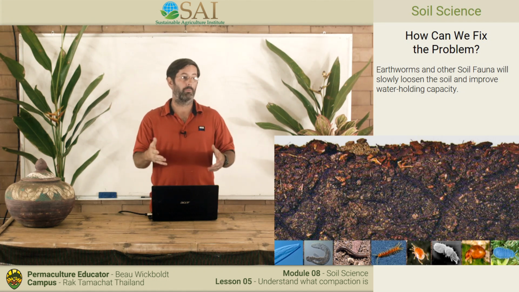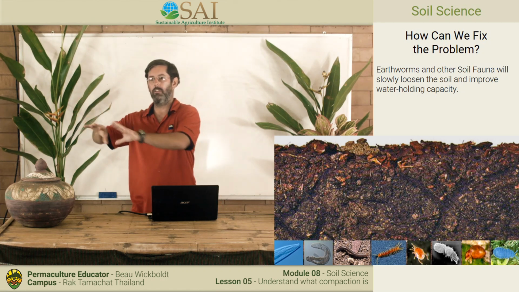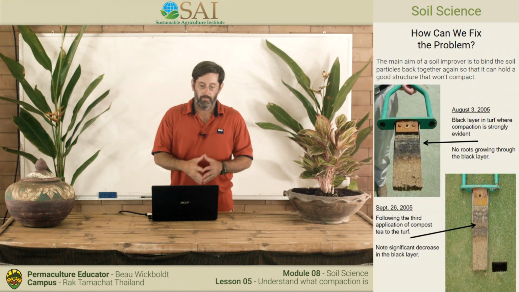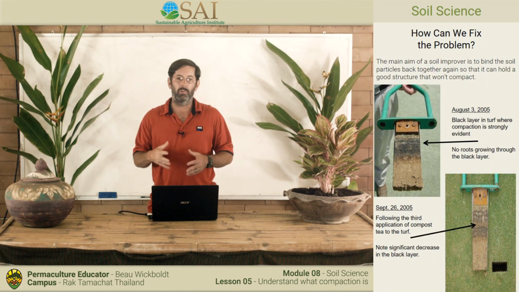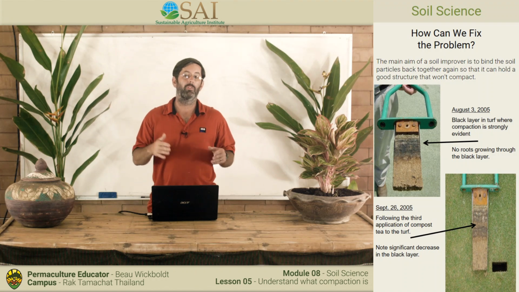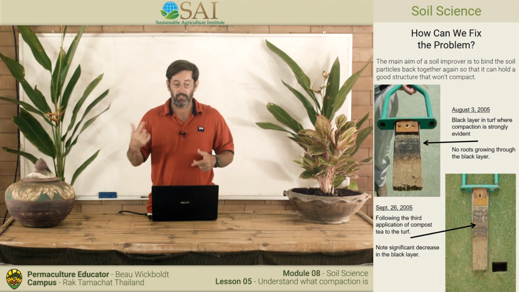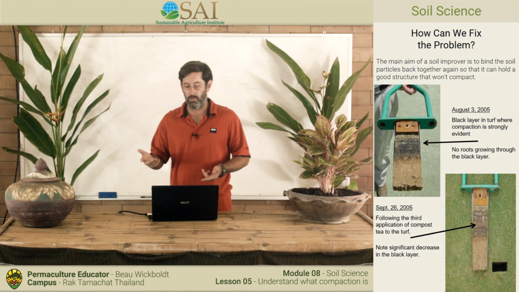So we can use earthworms or a small earthworm farm to facilitate breeding of eggs and castings into our garden, to facilitate having these systems in the garden beds. So how can we fix it again? Well, the main aim of soil improvers, so we start to look at how we can improve our soil. If I have something that I say is a soil improver, what's its main aim? It is to bind the soil particles back together again so they can hold a good structure and they won't compact.